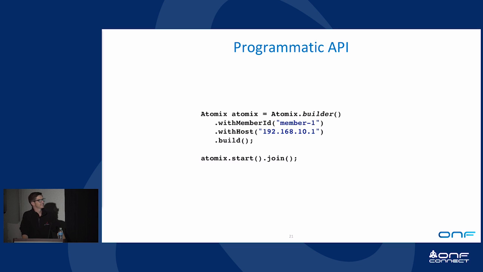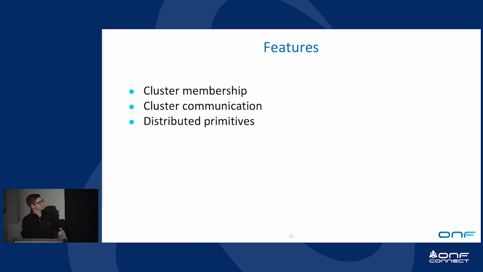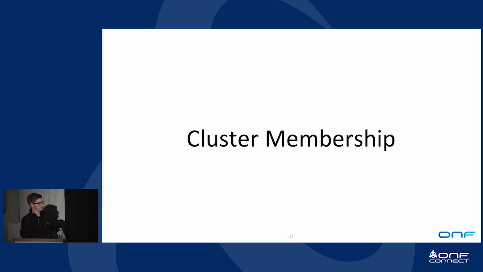So this is what starting an Atomix node looks like. It's just a Java API that uses the builder pattern, much like a lot of the ONOS code uses. And so by just doing something like this, a few lines, you've created an Atomix node. But what does that mean? Well, the features that are provided by Atomix 3, there's really a small feature set. And that is cluster membership, cluster communication, and distributed primitives, which there's a wide array of, but it's one abstraction. And so let's look at some of these APIs real quick, and then we'll get into them.